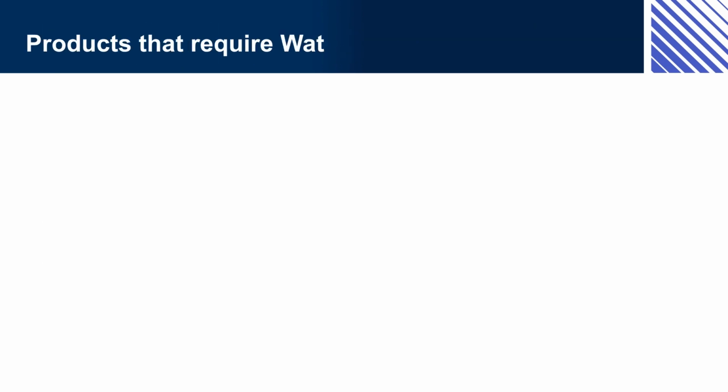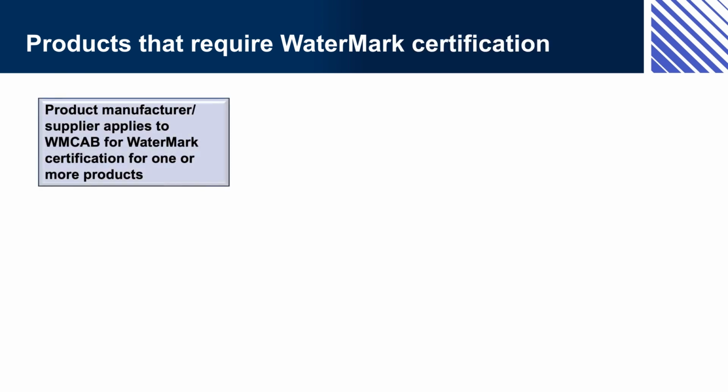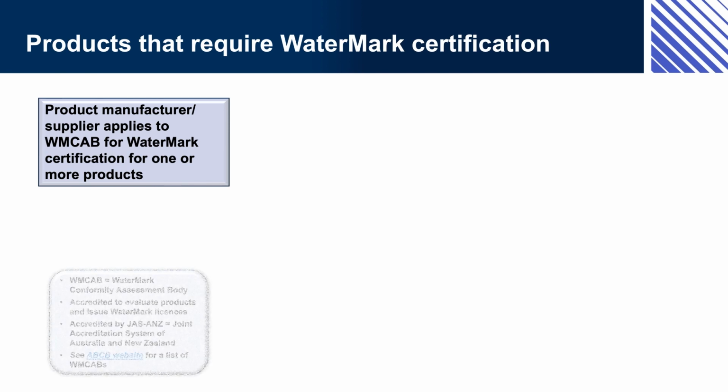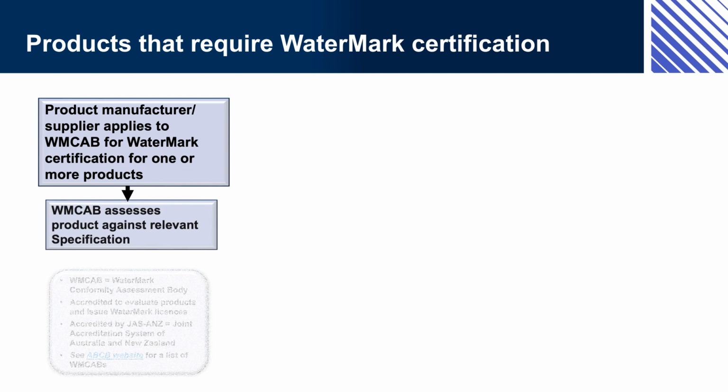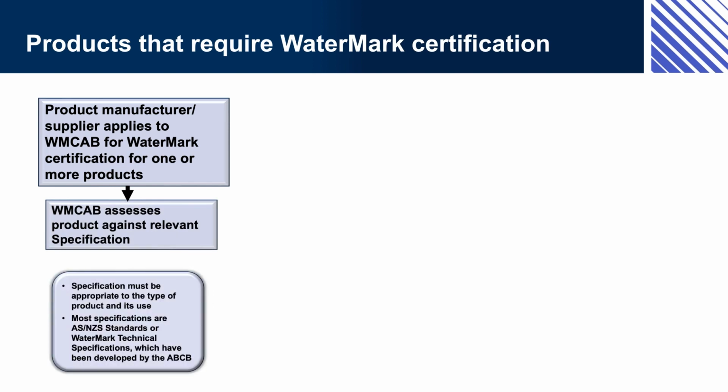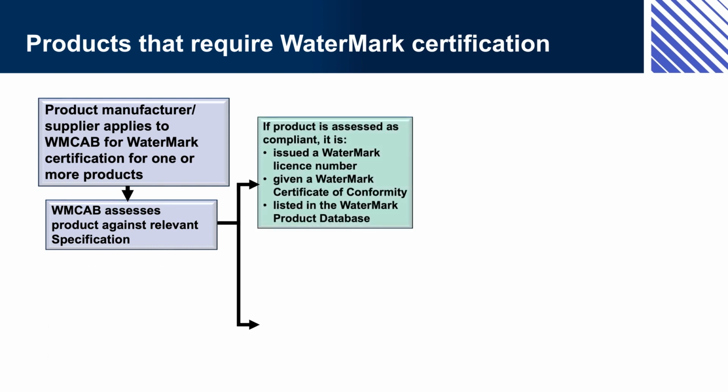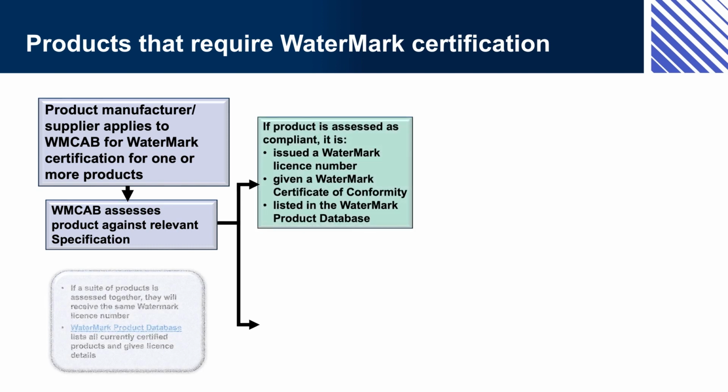Products that require WaterMark certification. First, a product manufacturer or supplier applies to WMCAB for WaterMark certification for one or more products. Then, WMCAB assesses the product against the relevant specification. If a product is assessed as compliant, it is issued a WaterMark license number, given a WaterMark certificate of conformity, and listed on the WaterMark product database.